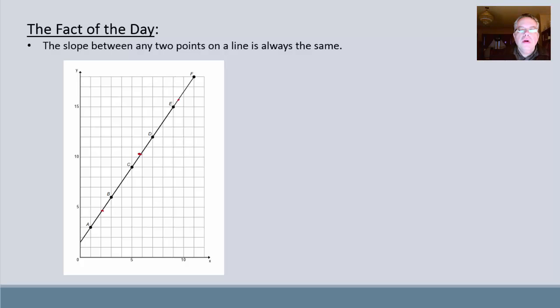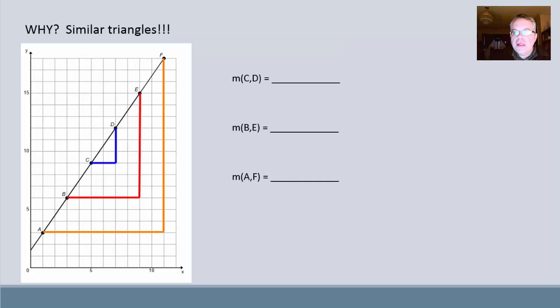Okay, so, just to illustrate this, we have 3 different slope triangles. A slope triangle is what we get when we draw the rise and the run in between 2 points. I have a slope triangle for C and D, that's the blue one, a slope triangle for B and E, that's the red one, and a slope triangle for A and F, that's the orange one. When we compute the slope using these 3 different slope triangles, it's going to end up being the same. So let's do it and see what we get.